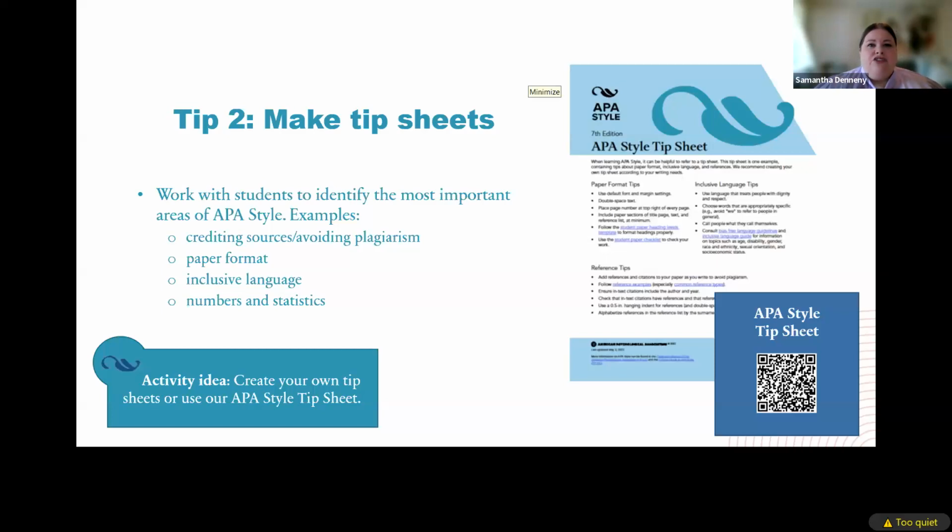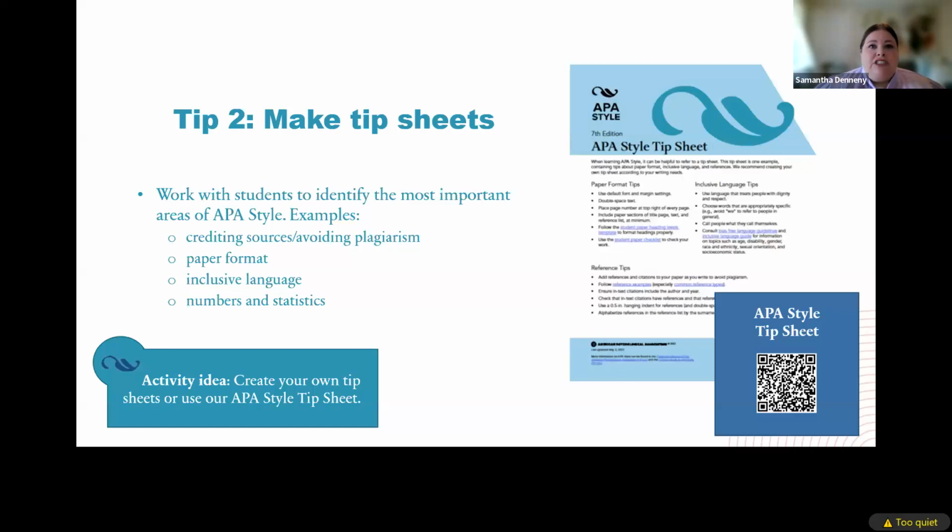If you wish to have students create a class tip sheet as a group, you can start with the manual lookup activity that Tim mentioned and have students choose what elements of APA Style they would like to include. It can be interesting to compare and contrast what students feel is important or particularly challenging about writing.